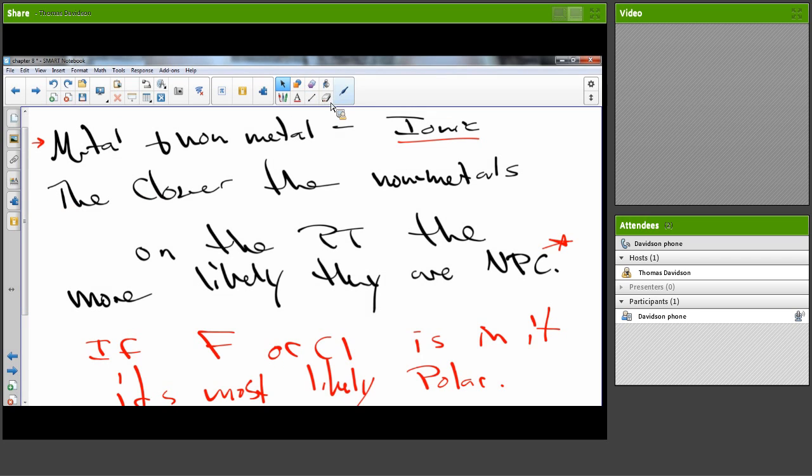Okay, this, like I said, is a generalized statement, but it'll get you through a lot. The closer the nonmetals are to each other on the periodic table, the more likely they are nonpolar. So like their literal position on the periodic table in relationship to each other.